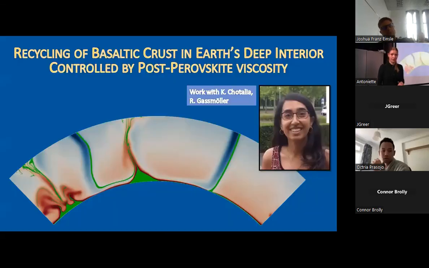So that was the first part about the plate motions and what drives the plate motions. In the second part, I want to look at what happens when these plates are subducted down into the Earth's deep interior, and specifically what happens to the basaltic crust, and if it can accumulate at the core-mantle boundary. And all of these models were run by my former postdoc here.